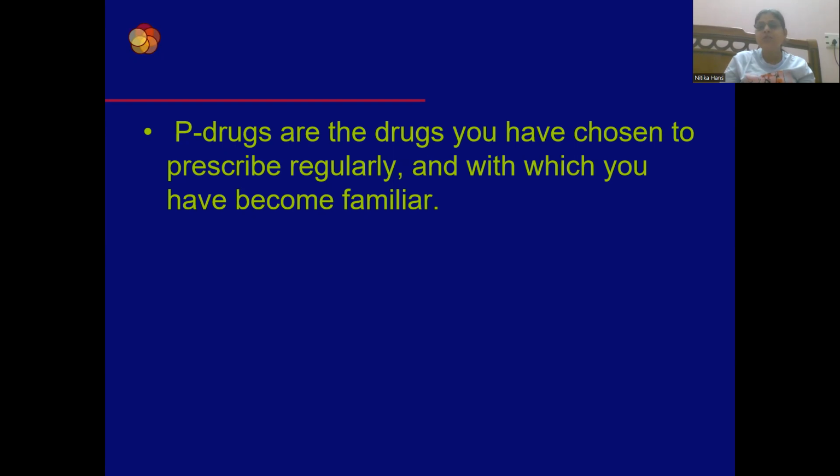P drugs are the drugs that you have chosen to prescribe regularly. These are the drugs doctors prescribe regularly and with which they have become familiar. The doctor becomes familiar with the drug because repeatedly he is prescribing the same drug according to some criteria, so its safety and efficacy can be known easily.